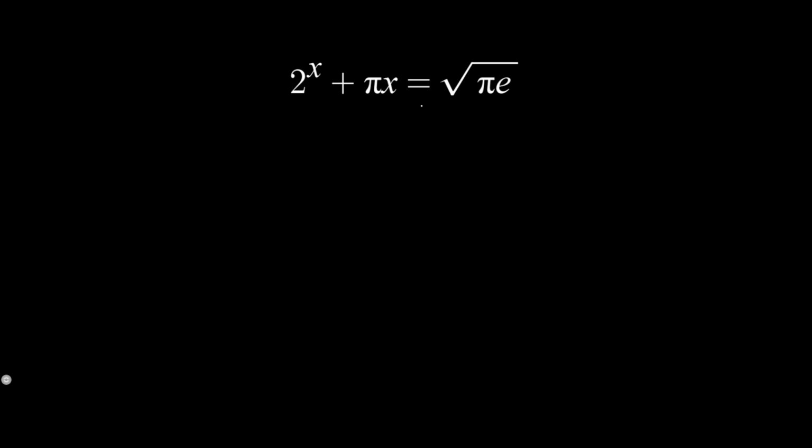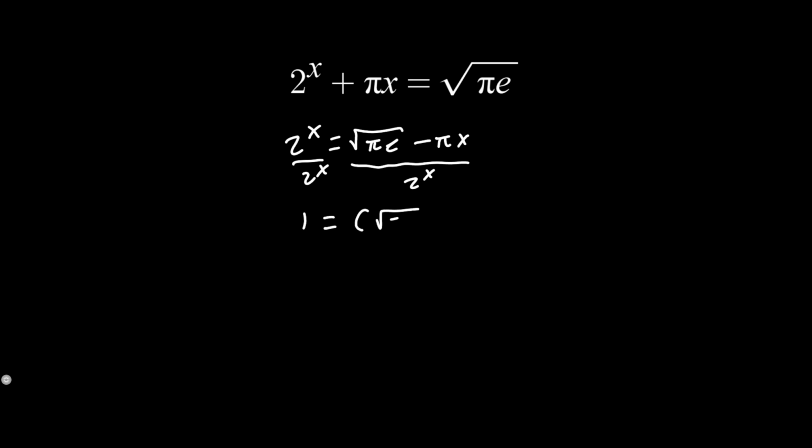So let's go ahead and subtract pi x from both sides. So we have 2 to the x is equal to the square root of pi times e minus pi x. Here we will divide by 2 to the x on both sides. And the left side will become 1, and the right side will become the square root of pi times e minus pi x times 2 to the negative x. And we will set whatever's in the parentheses equal to u. And here we have our new substitution. u is equal to the square root of pi times e minus pi x.